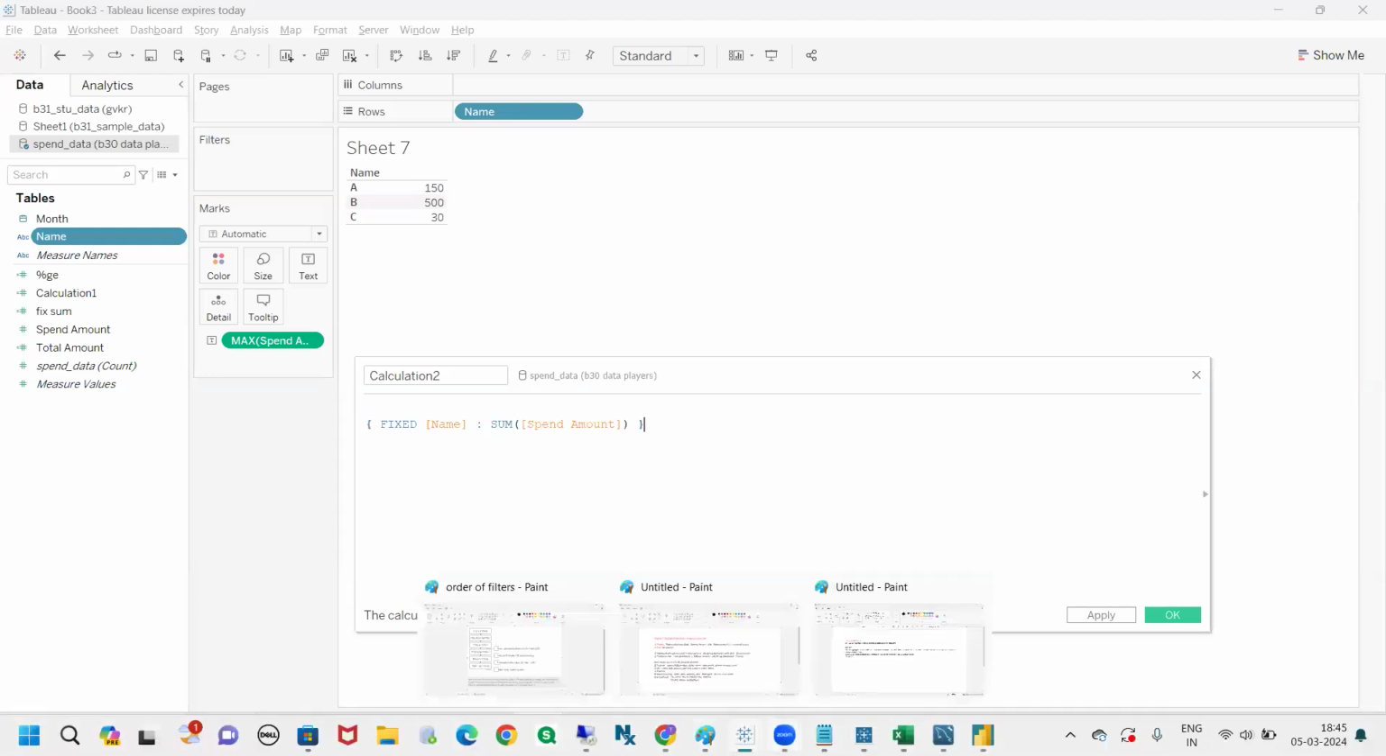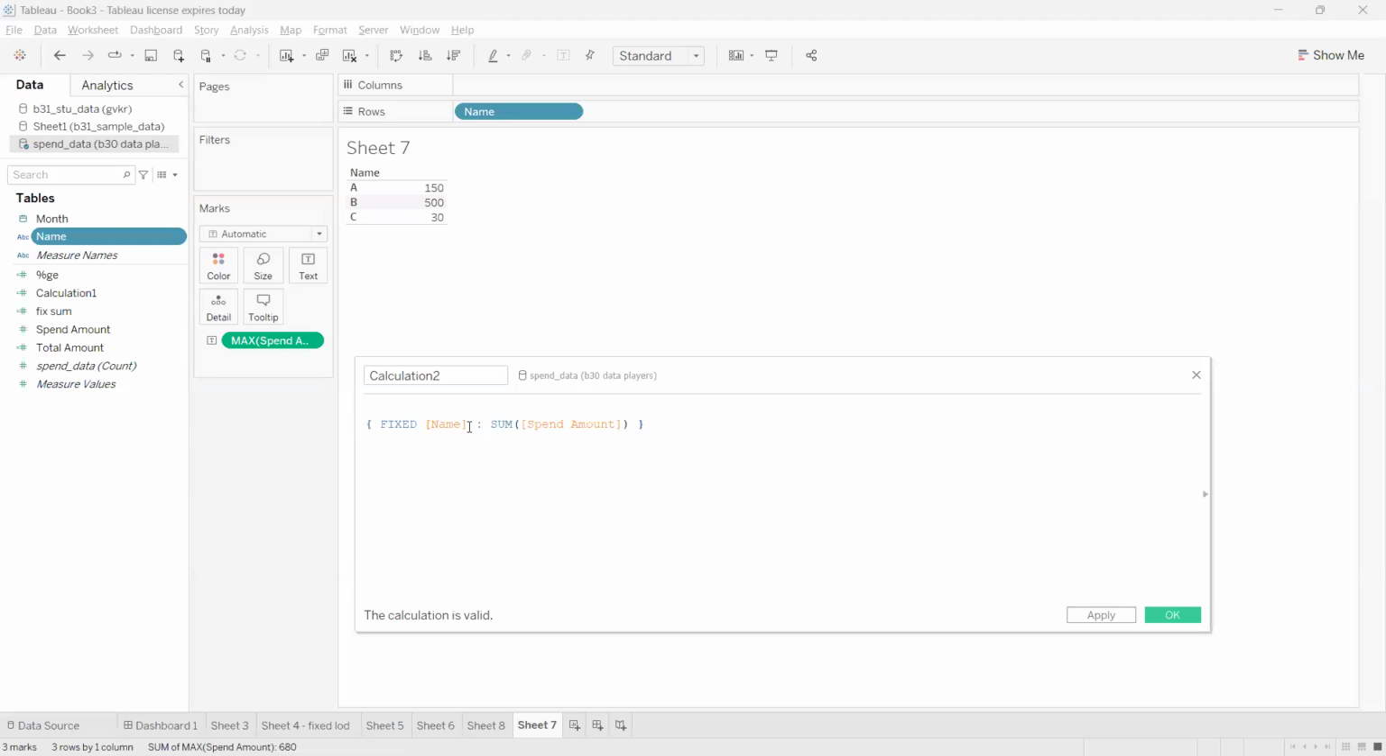So as discussed in the Excel, first we have to take the maximum month, that is the latest month for each and every person. So how to take that is max of month here. Okay, so this is the first step we have to achieve. We are achieving this with the help of a fixed LOD. Then for this latest month, we have to get the spend amount.